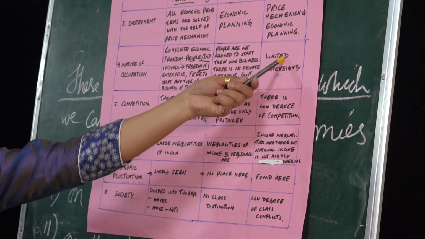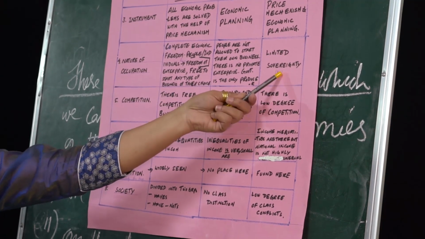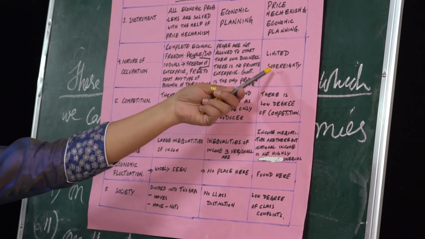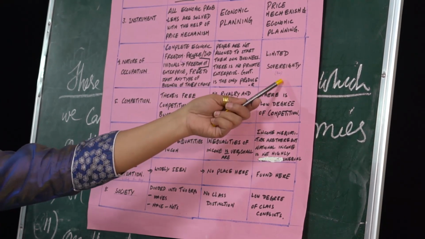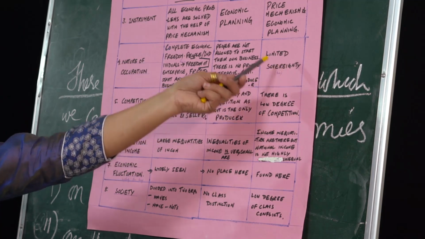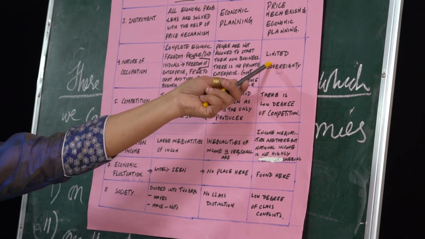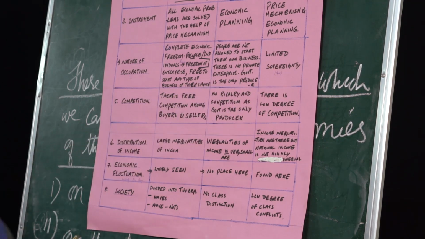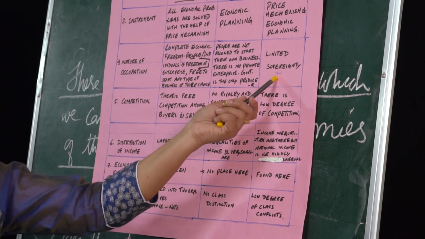Now here, limited sovereignty. Limited sovereignty means private individuals are also there. In this, the government also produces, but private individuals are also allowed to run business. But limited sovereignty means limited freedom, they still come under the control of the government. In India, you will see Tatas, Birlas, Ambanis. They are private companies, but they are still under the control of the government, limited.